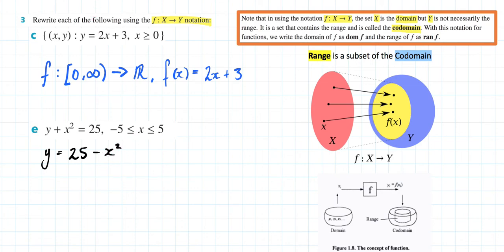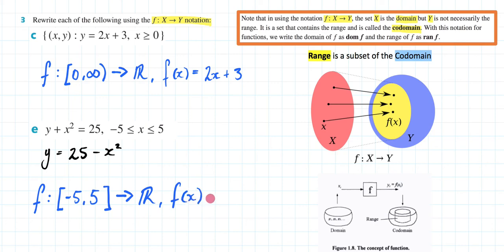So now when it comes time to put it in our notation, what it will be is f, two dots, my domain, which will be from -5 to 5, an arrow, my codomain, then f of x equals 25 minus x squared.